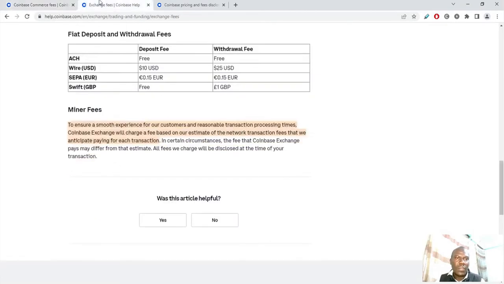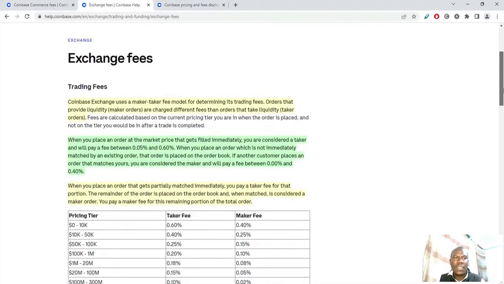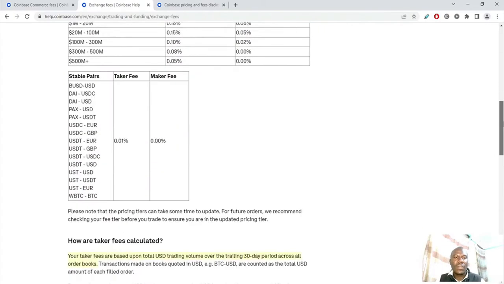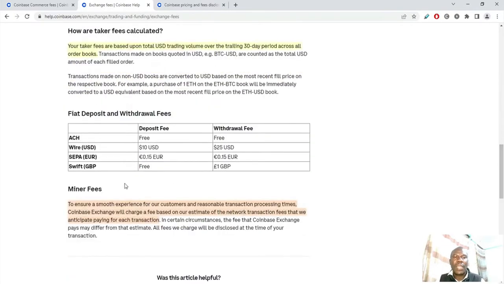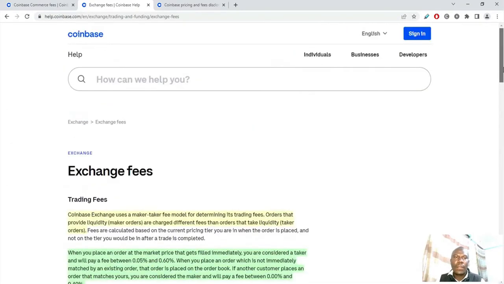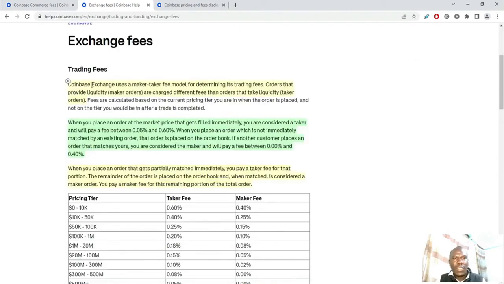And there is another set of fees called the exchange fee. The exchange fee includes the trading fee and miner fee. Now, the exchange fee applies on trading and selling crypto on the exchange. Coinbase exchange uses a maker-taker fee model for determining its trading fee. Orders that provide liquidity, which are maker orders, are charged different fees than those that take liquidity, the taker's fee. So when you buy and sell, there is normally a maker fee and a taker fee.